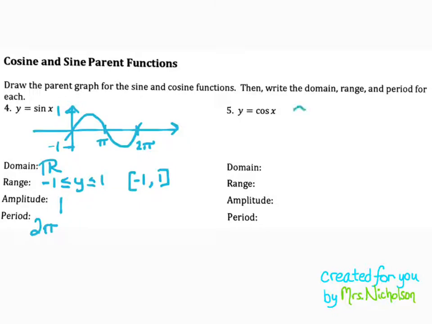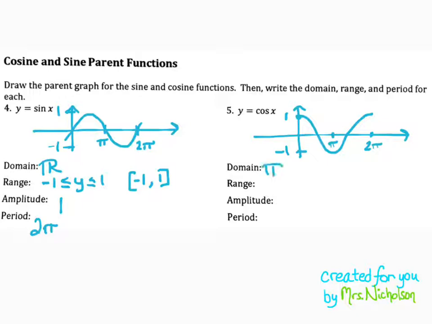For cosine, the cosine graph is similar, except that it starts up here at 1. And our cosine graph should look like that. This minimum point occurs at pi, and then we finish the cycle at 2 pi. And the minimum, of course, is down at -1.